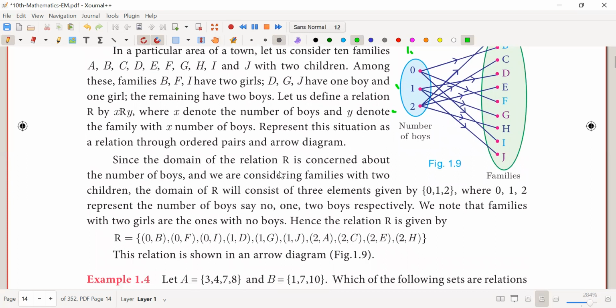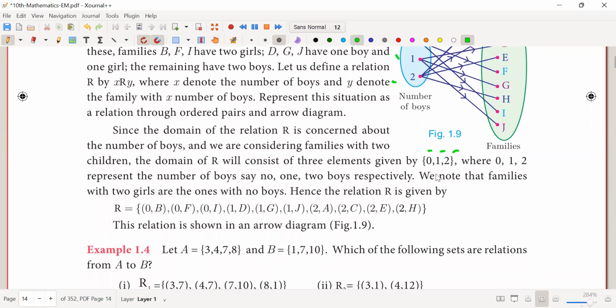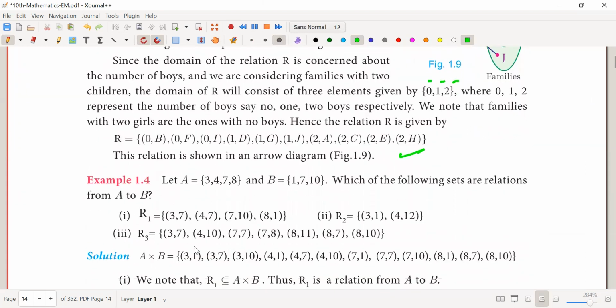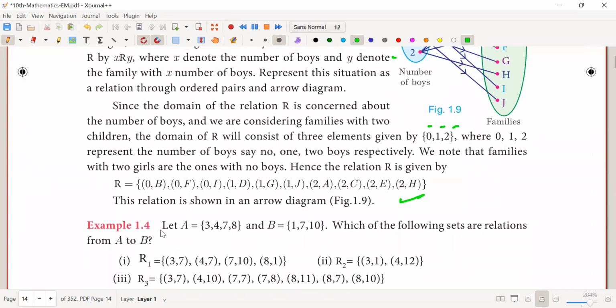Since the domain of the relation R is concerned about the number of boys, and we are considering families with 2 children, the domain of R will consist of 3 elements, 0, 1, 2, where 0 represents no boys, 1 represents 1 boy, and 2 represents 2 boys. We note that families with 2 girls are the ones with no boys. Hence, the relation R is given by 0B. We have already done this. Okay. Then the next one.